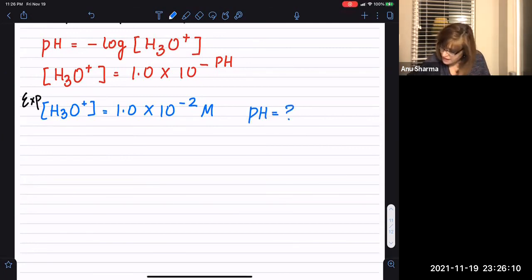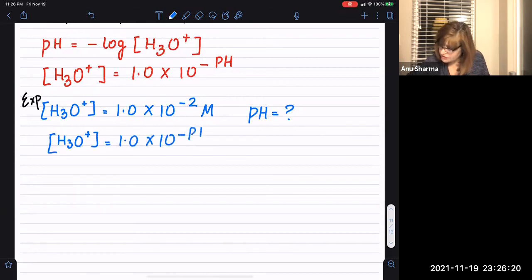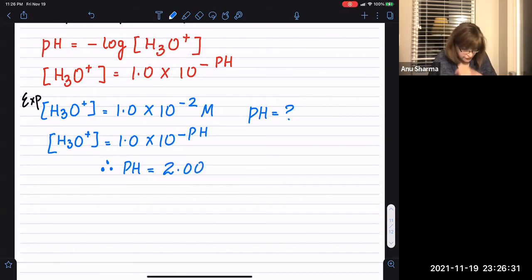So remember that hydronium ion concentration is equal to 1.0 times 10 to the power negative pH. Therefore, the pH is equal to, you leave the negative, 2.00. So just for now, keep it like that. Okay, so we are leaving out the other pH-related topics.